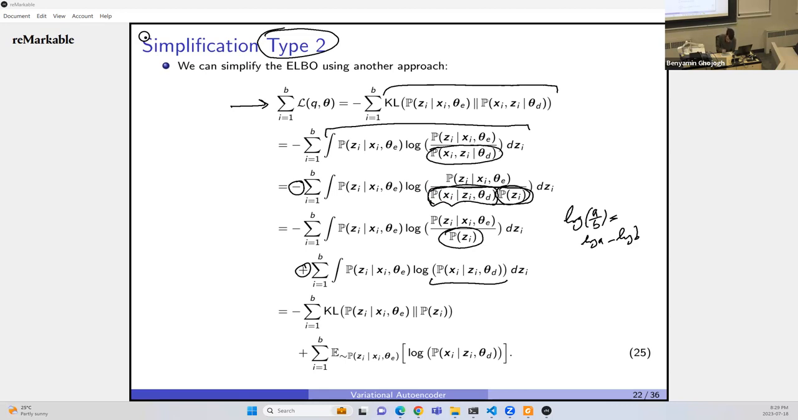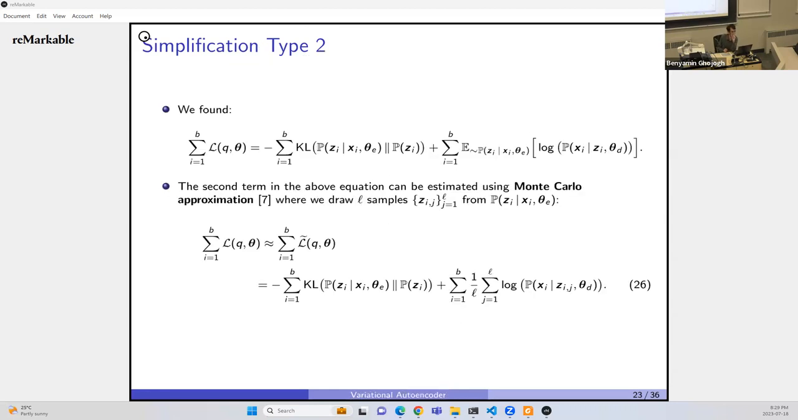Then I see that this is the definition of KL divergence again, right? So I can write it as this. And this I can also see as the definition of expectation. I can write it in this way, right? You see, you are learning the techniques. We used the definition of KL divergence once to simplify it, and at the end we use the definition of KL divergence again and the definition of expectation again. So these are the techniques which you can play around with in machine learning.